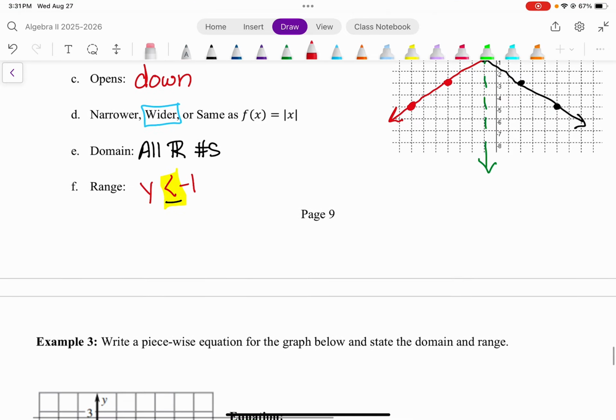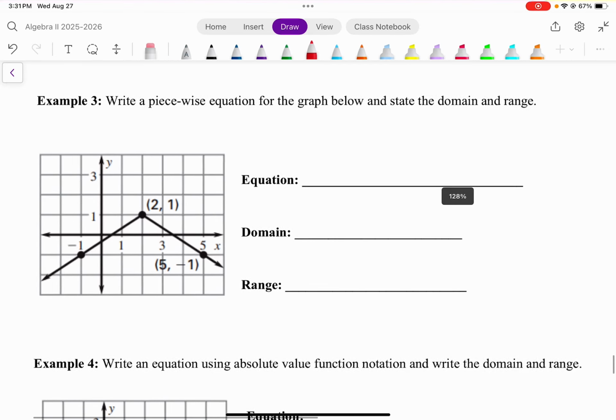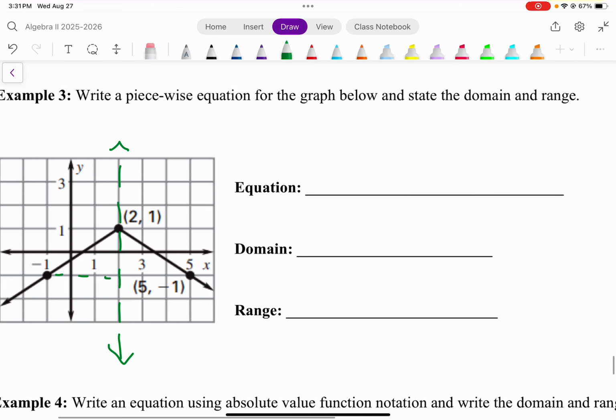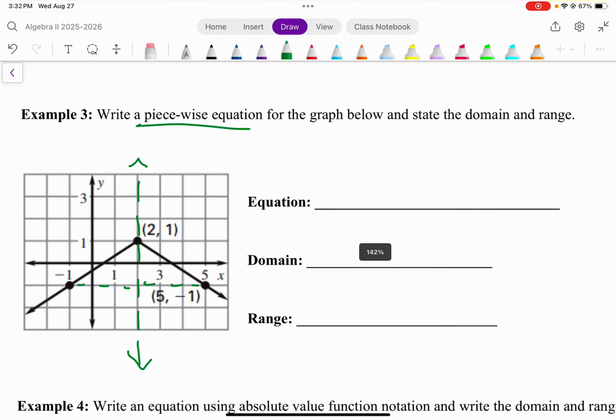Okay. Now that we know how to graph them, we're going to go back and write some equations. So if we look at this graph, for example 3, if we check that all the points are symmetrical on each side, it is an absolute value graph. But if we read the directions, they want us to write a piecewise equation. The nice thing about this is that we are going to write it in the same setup or form that we are going to write the absolute value ones.